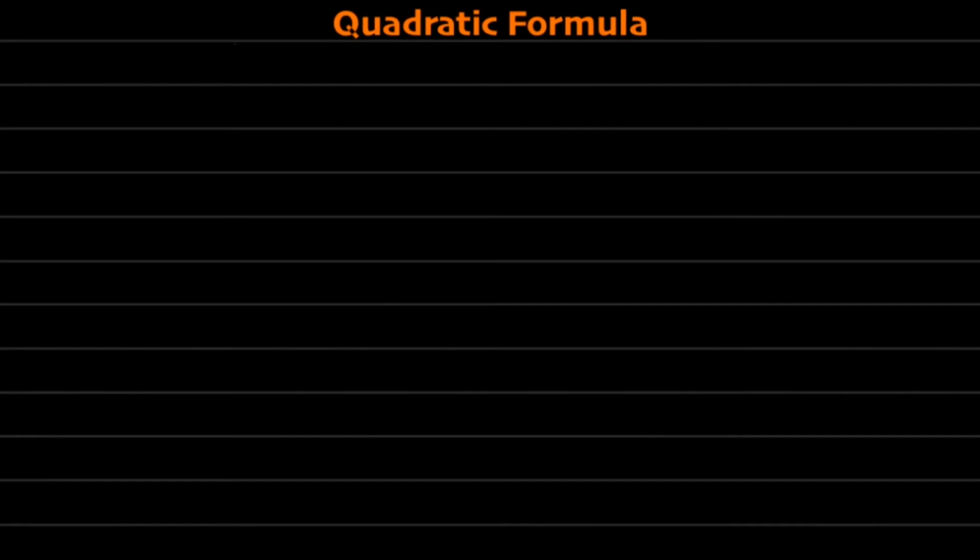Hey guys, welcome back to the channel, and in this video I'm going to show you where the quadratic formula comes from. So we start with the general equation of a quadratic, ax squared plus bx plus c is equal to 0. And in order to derive the formula, we're going to need to complete the square on this equation.